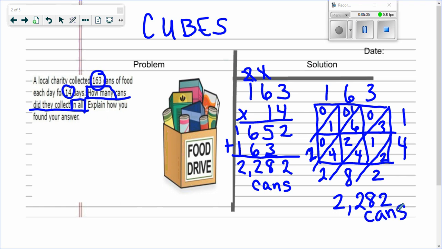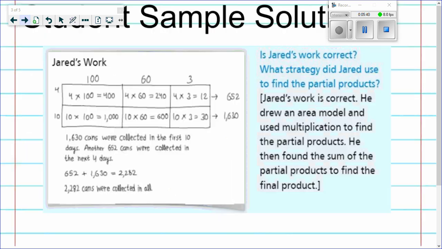Okay, let's look at our next possible strategy that you used. For this strategy, this is Jared's work, and he used an area model that gave him partial products. So the way this works is the 163 is broken down to 160 and 3. That's where those numbers come from. And then our 14 is broken down to 4 and 10. And there's some similarities to the lattice model.